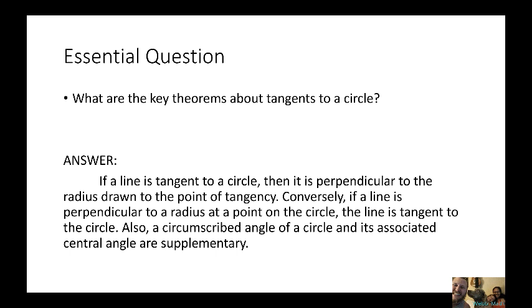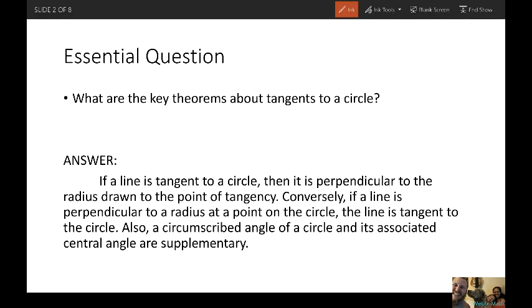That's a huge answer, and I'll go across it, of course. So first things first is I will show you this part. Okay, if a line is tangent to a circle, then it is perpendicular to the radius drawn to the point of tangency. So I will explain that. Also, second, conversely, if a line is perpendicular to a radius at a point on the circle, the line is tangent to the circle.